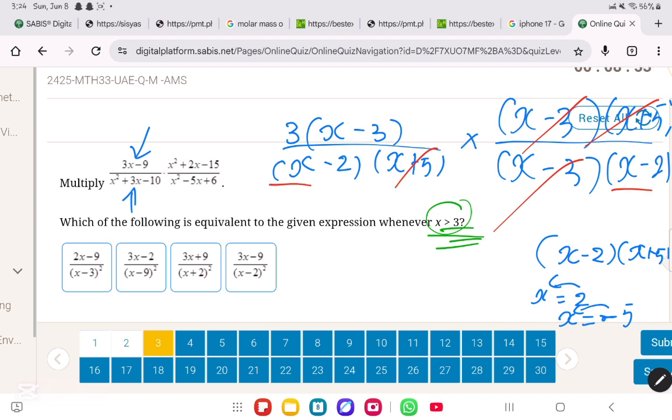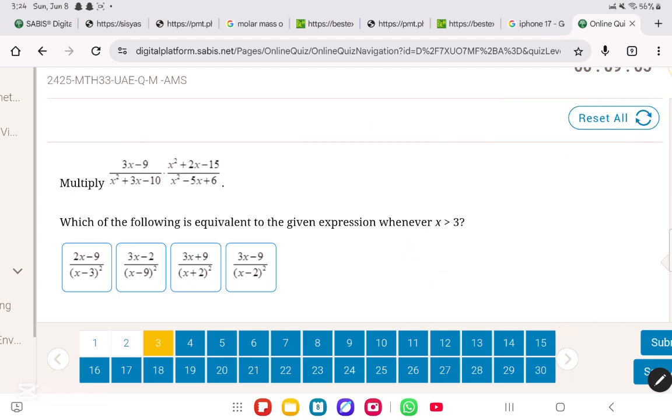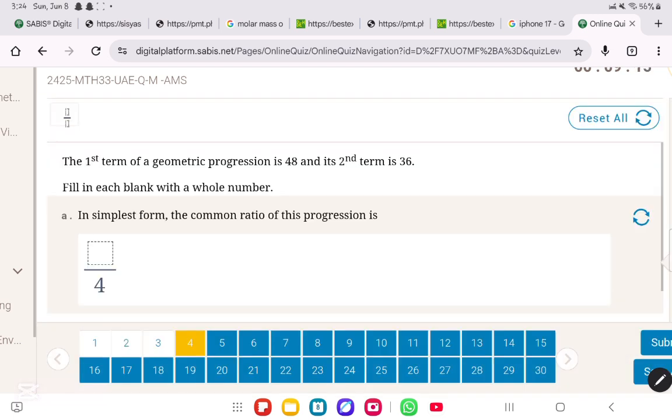Now finally, after you simplify it, you're supposed to get an answer of 3x minus 9 over x minus 2 squared. So 3x minus 9 over x minus 2 squared. That means this is our answer. Okay, we'll move on to question number 4.